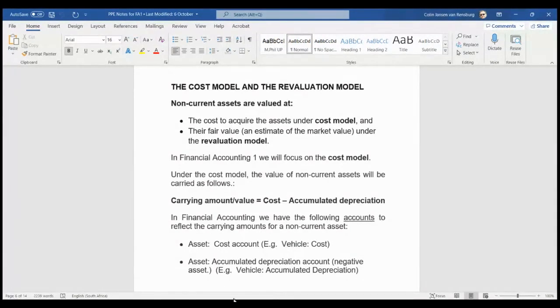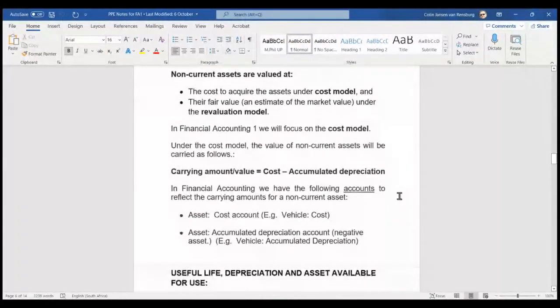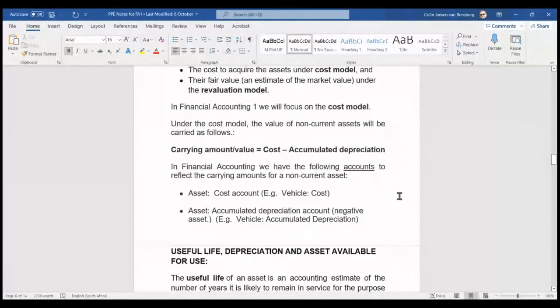So for our purposes, when it comes to the value, in auditing they speak about the valuation, but let's just say the value of each asset, we will have to have two separate accounts. In Financial Accounting 2, we'll see there might be a third account that deals with accumulated impairment losses, but we will ignore that for the time being. We'll only address that next year when we get to Financial Accounting 2.